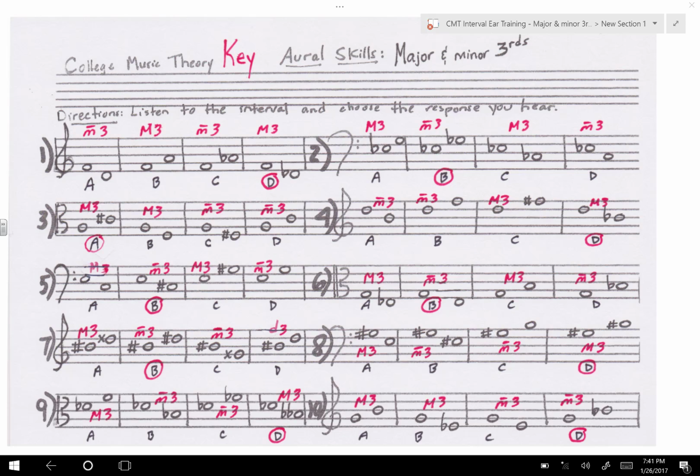The descending intervals are always a bit more difficult than the ascending intervals. If I had to solfege this, 2A would be do, mi. It's a major third ascending. Let's listen. Hopefully you hear do, mi. If I had to solfege 2B, it's a minor third, so it would be do, me. Let's listen. Let's compare the sound of 2A and 2B.